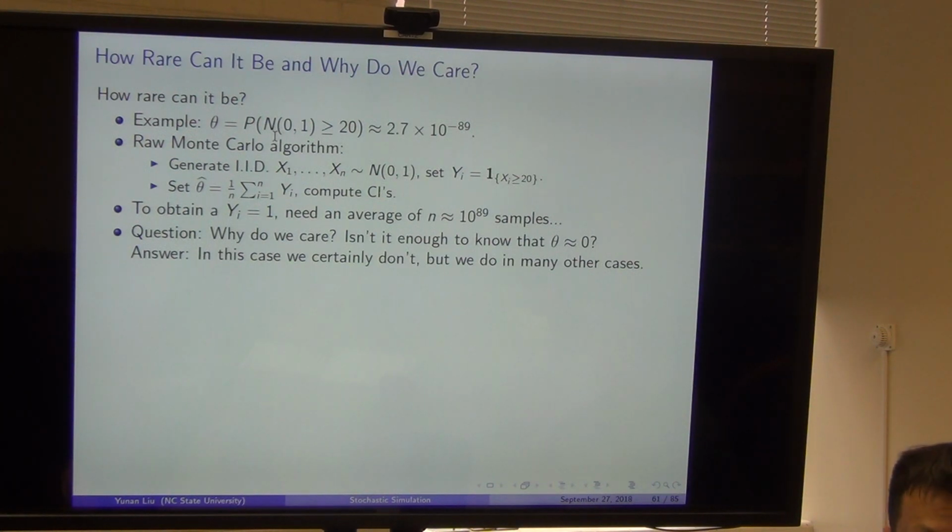Of course, this is a toy example. You don't actually have to do it because you know the exact value, but I'm just giving you an example. To obtain one indicator equal to 1, you need an average of 10 to the 89 samples. So the probability of a rare event can be very small. Question then: why do we care? Can we simply say this is close to 0? Is it enough to know that it's close to 0? In this case we don't care because this is a toy example, but we do in many other cases.